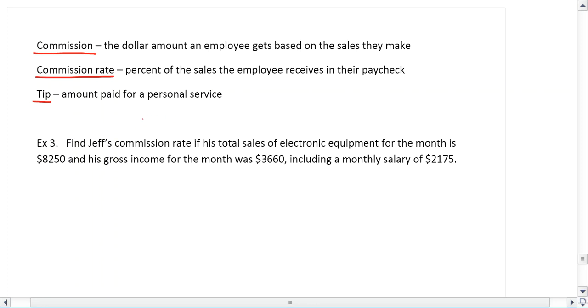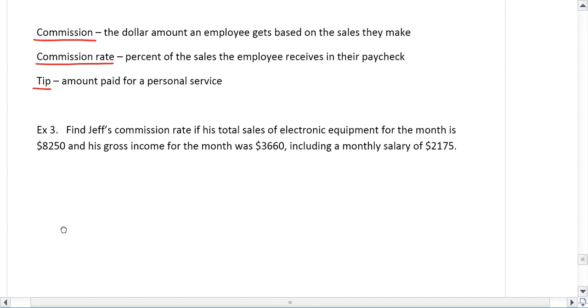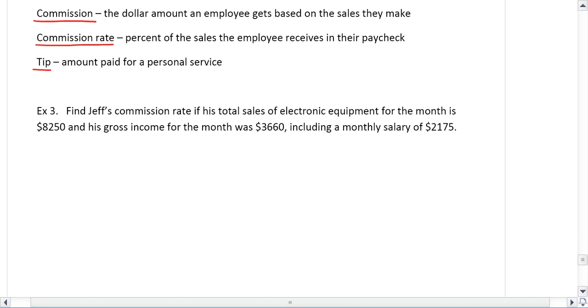And there's some accepted values for tips. You know, in a restaurant, 10 to 15%, but it depends on many different variables that people decide on their tips. So let's look at example 3 here. They want us to find his commission rate. So we're looking for the percent.